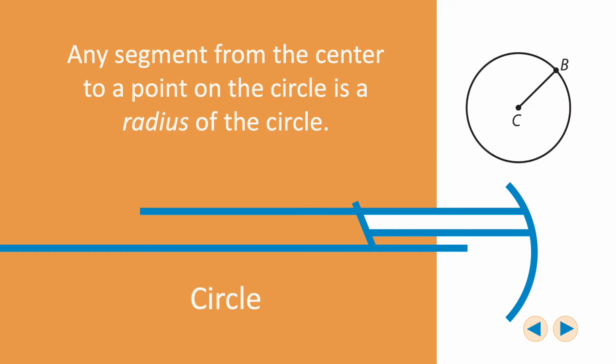The segment from the center to a point on the circle is called the radius. And hopefully you guys know this already. If you know this, you don't have to write down every little word. You can draw a circle and label it if you want, but you don't need all these little details.